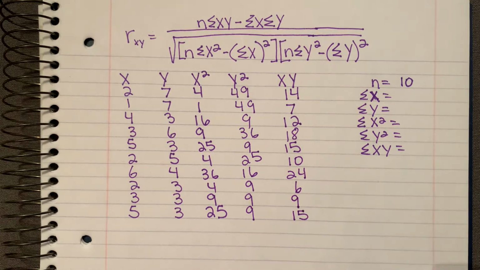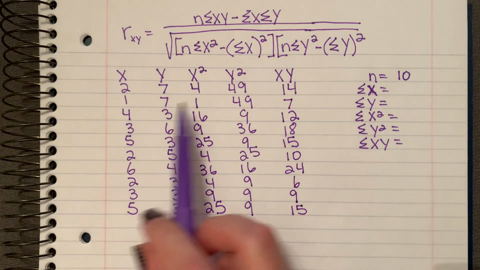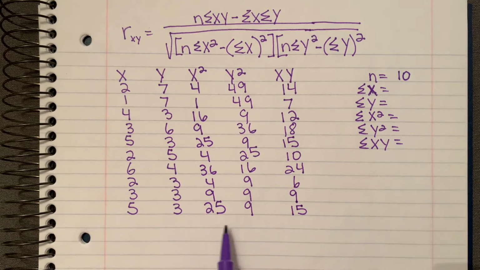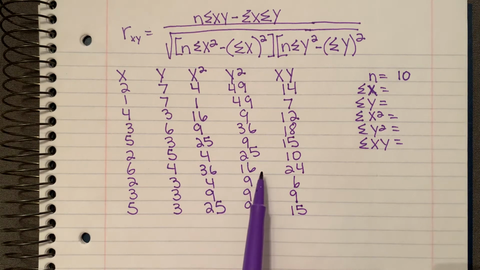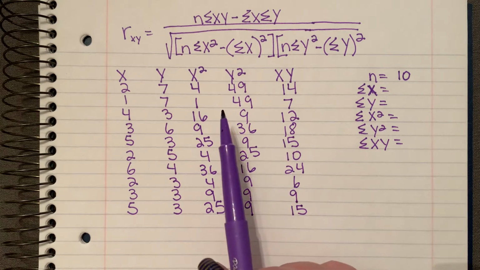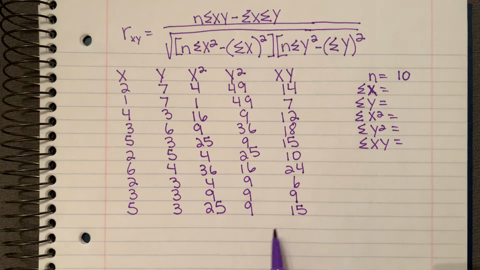Okay, now what I recommend at this point is that you go back and double check all of your work, because it's very easy to make a mistake in doing these calculations. And if you don't go back and check your work at this point, you might end up at the very end with the wrong value. So I always recommend double checking your work at every step.